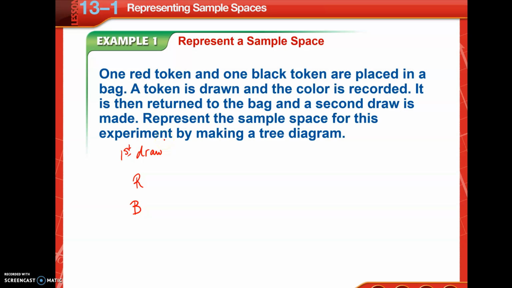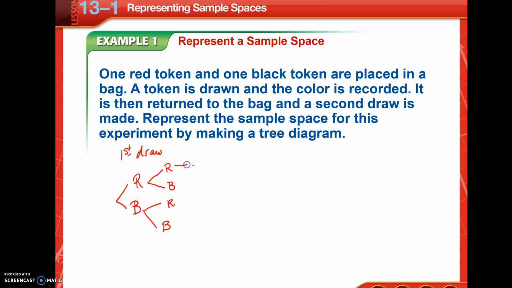And then they put that back in, and if they got the red, they could have gotten either red or black on the second draw, or if they got black, they could have gotten red or black on the second draw. So that is our outcome.